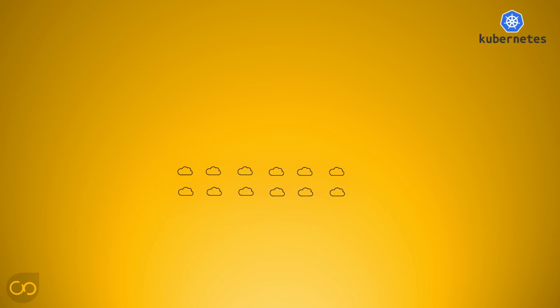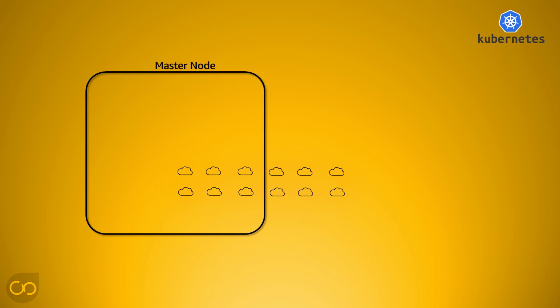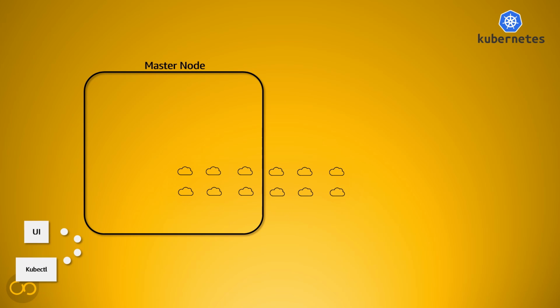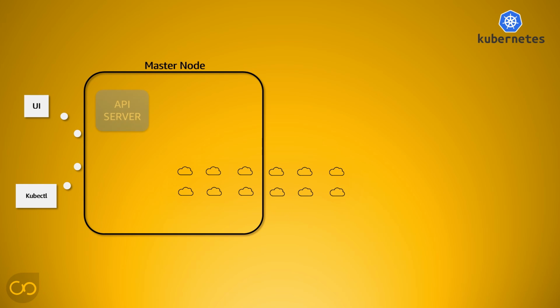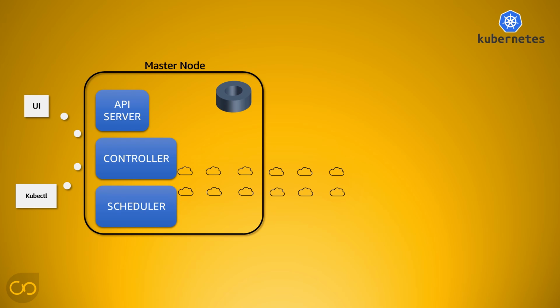I will show you the basic architecture. Let's go to check the architecture itself. The architecture of Kubernetes is pretty simple, but it's really great. You have a master node as a control node where you can access through UI or kubectl. API server, controller, and scheduler are the three main parts of the master node. Then you have etcd as a distributed key-value database.